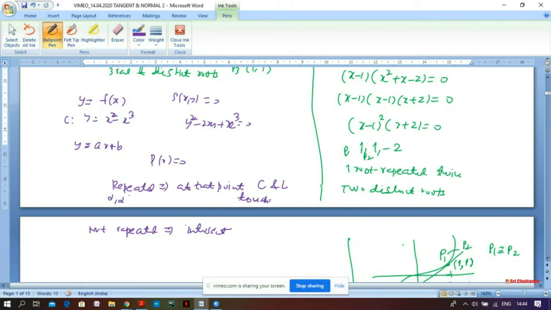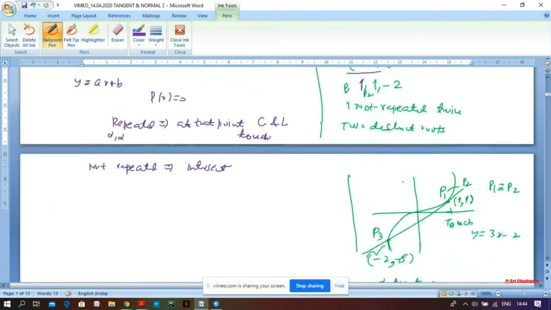So we will keep this in mind when we do problems of this sort, that we are looking for this quadratic factor. This signals the fact that corresponding to 1, the point on the curve is such that the line touches the curve at that point. Here we have got the point 1, 1 at which the line 3x minus 2 touches this curve.